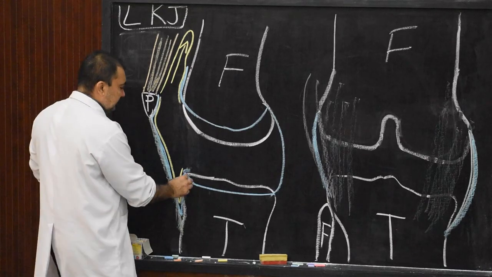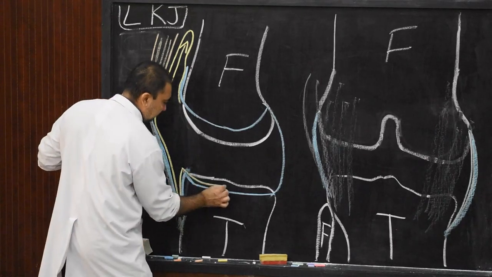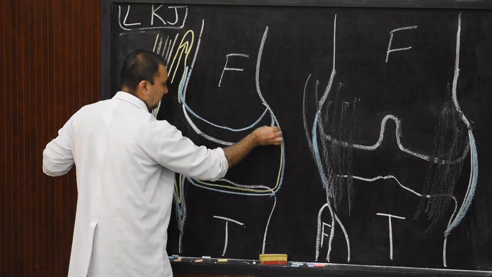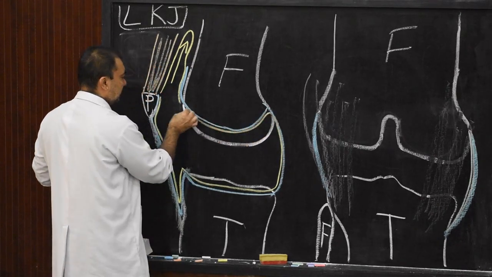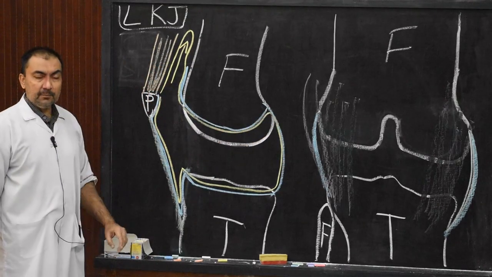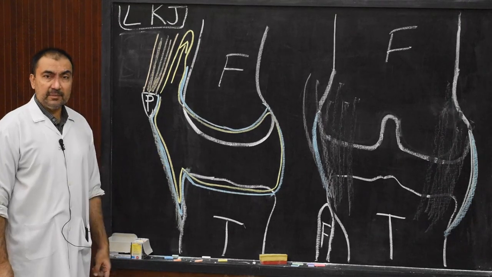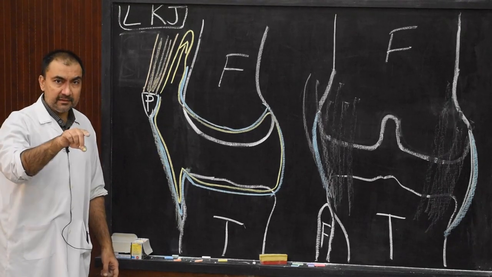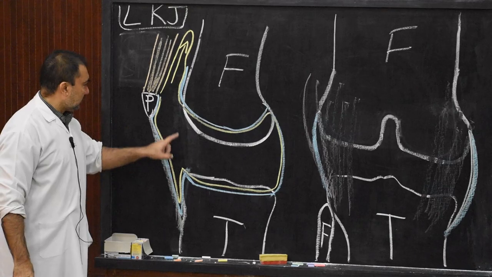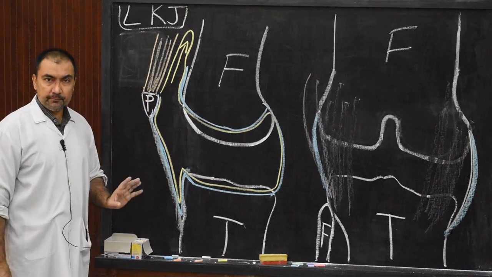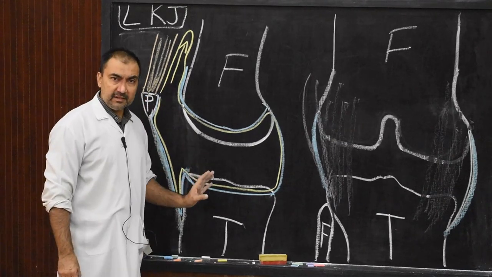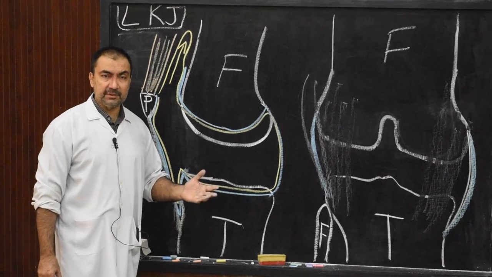Now this is the synovial membrane, which is attached to the inner margin. But this synovial membrane will also line those parts of the bone which are intracapsular. This is another important statement.